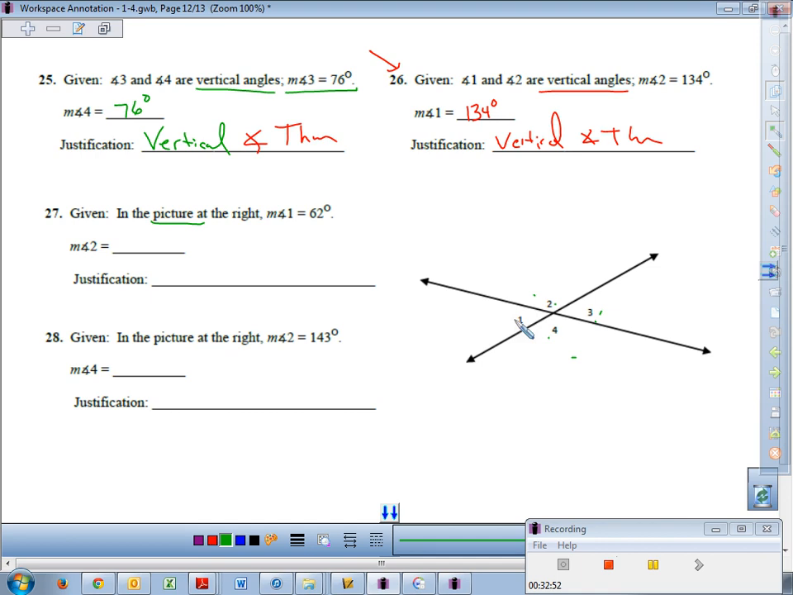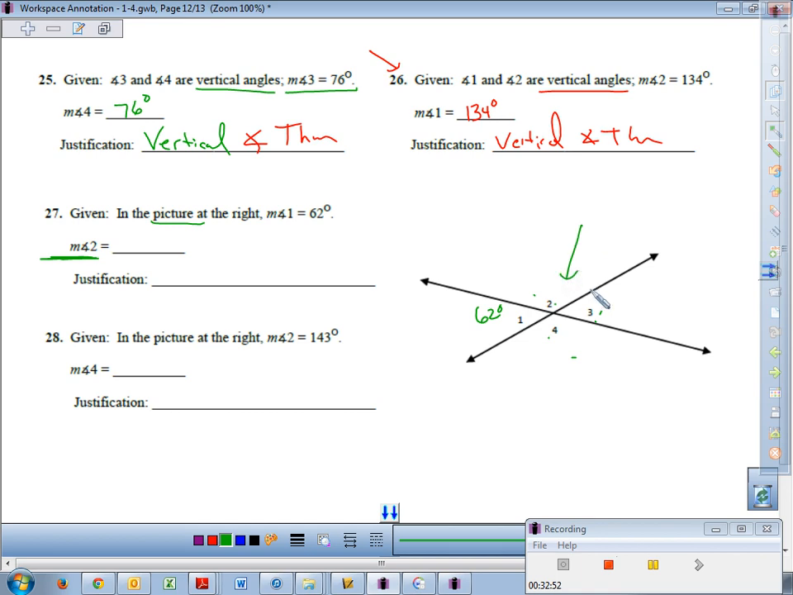Here we go. It says in the picture at the right, measure of angle 1 is 62 degrees. Put it in the picture. If they give you a picture and they give you information, put it in the picture. Isn't that how you do that? 62 degrees. Then, what are they talking about? Oh, they want me to find the measure of angle 2, which is right here.